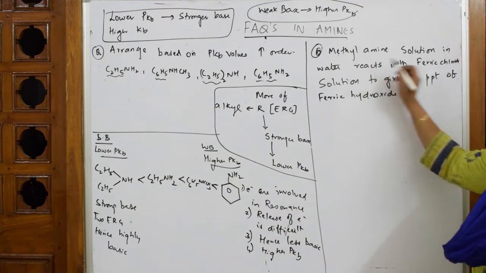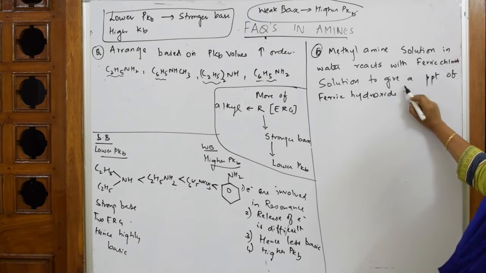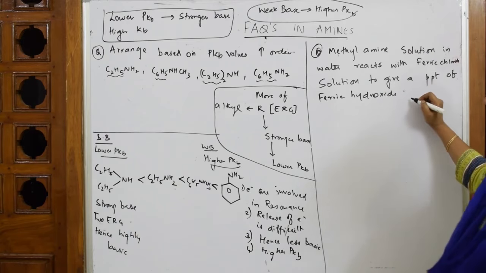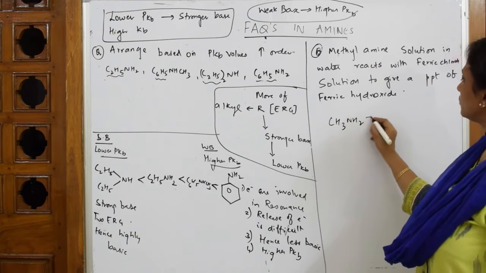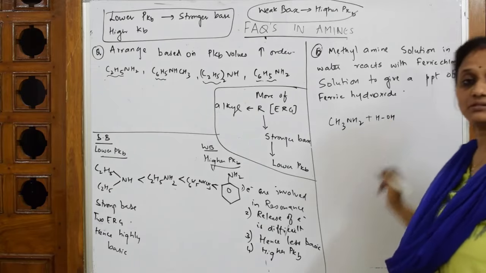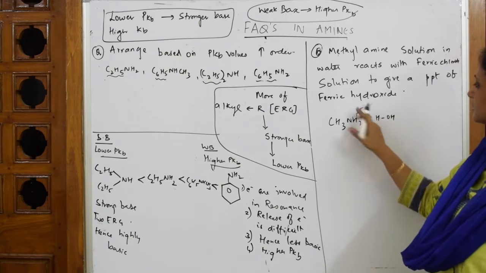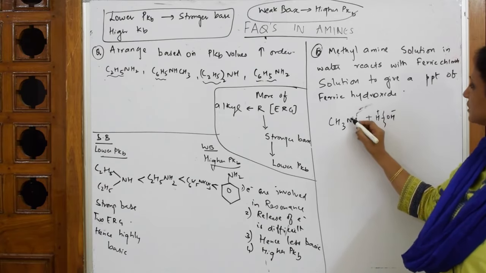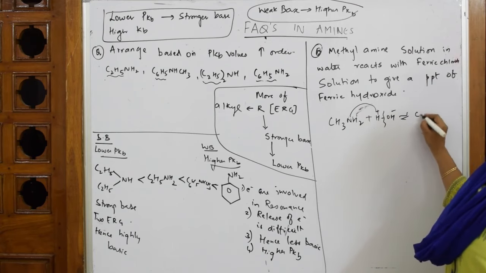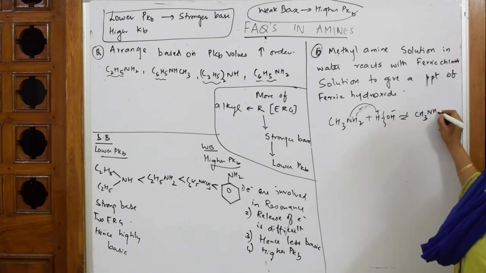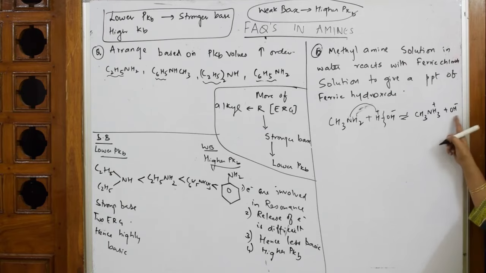They've given me methylamine solution in water reacts with ferric chloride solution to give a precipitate of ferric hydroxide. I have to show that reaction. So when I speak about methylamine, I very well know that when methylamine combines with water, in aqueous solution, it is going to drag this because of this. It will break, the lone pair shifts. So what do you get? You're going to get CH3NH3+ and OH-. Now this OH- is released.